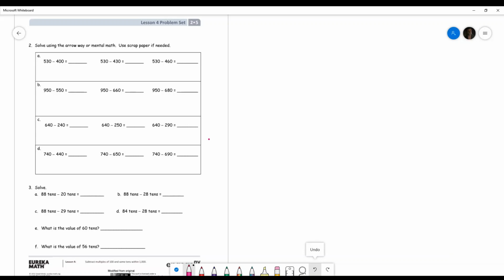Okay, let's look at the second page of Lesson 4 problem set. Number 2 says solve using the arrow way or mental math. Use scrap paper if needed. Now we just did the arrow way on the previous page, so I'm not going to go over that again. But let's look at problem set A using mental math.